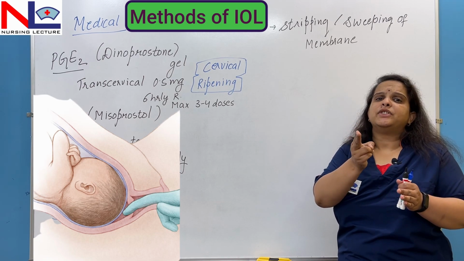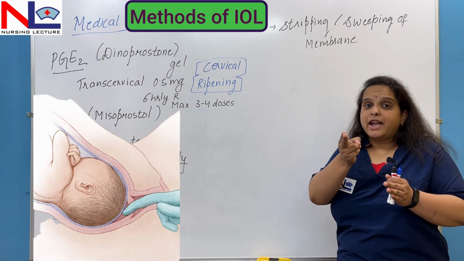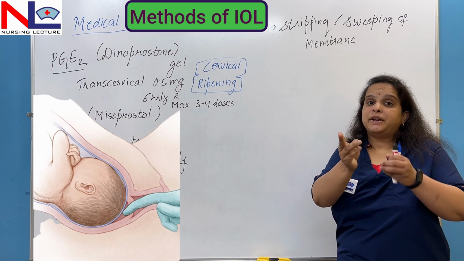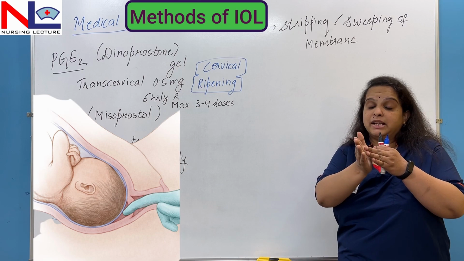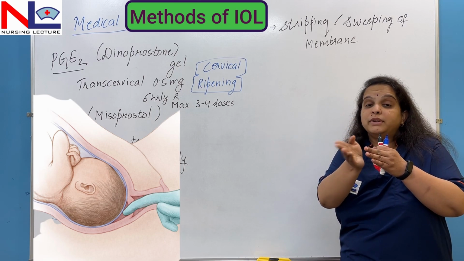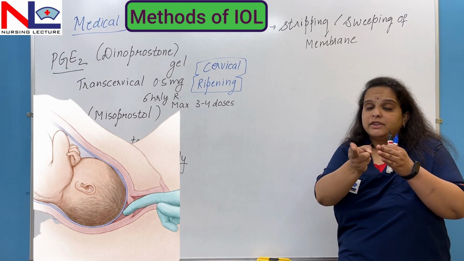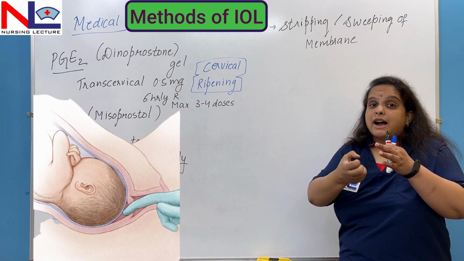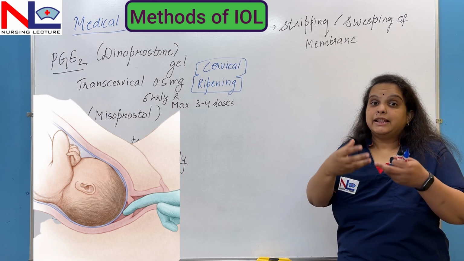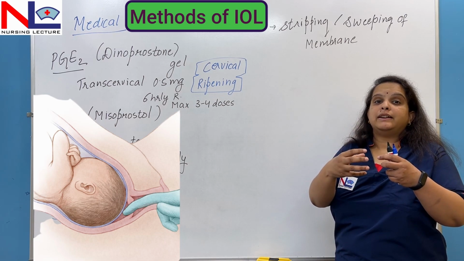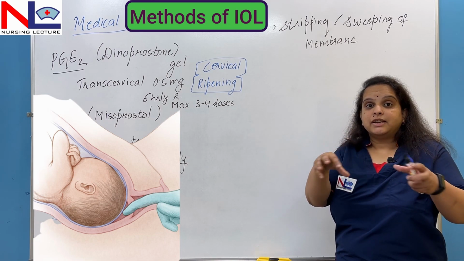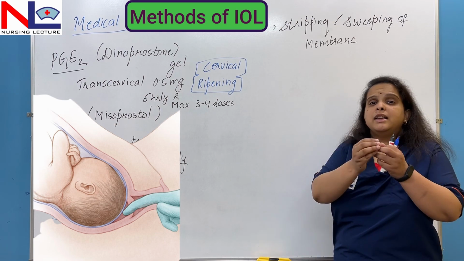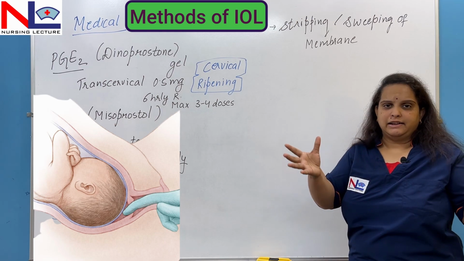Okay, so this is the stretch and sweep technique, where we are digitally separating the membranes, that is amnion and chorion, from the decidual lining. When we digitally separate the membrane from the decidua, it starts releasing prostaglandin, and the prostaglandin breaks down the collagen and ground substance in the cervix, and it allows the cervix to dilate more.